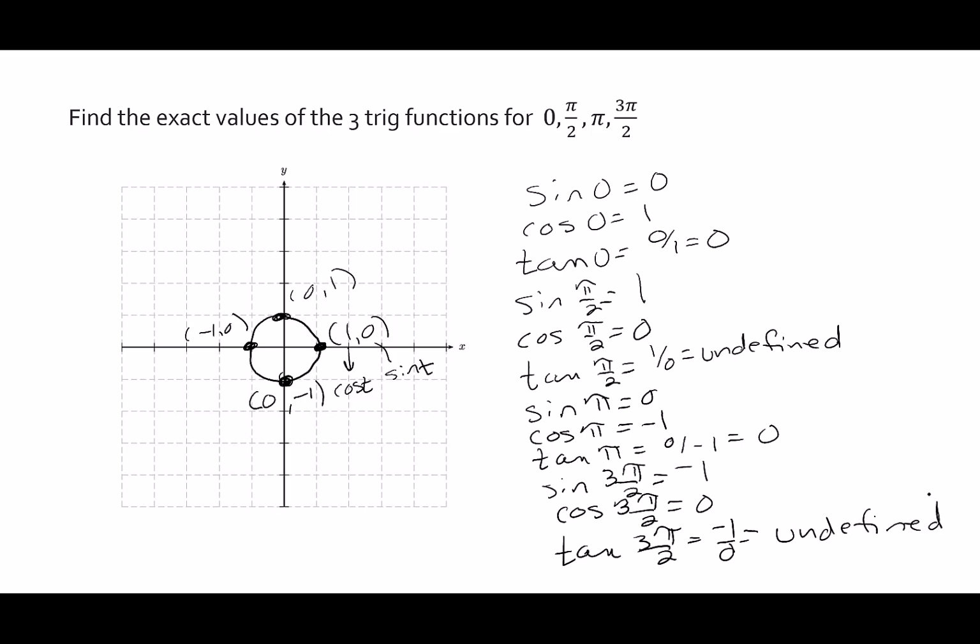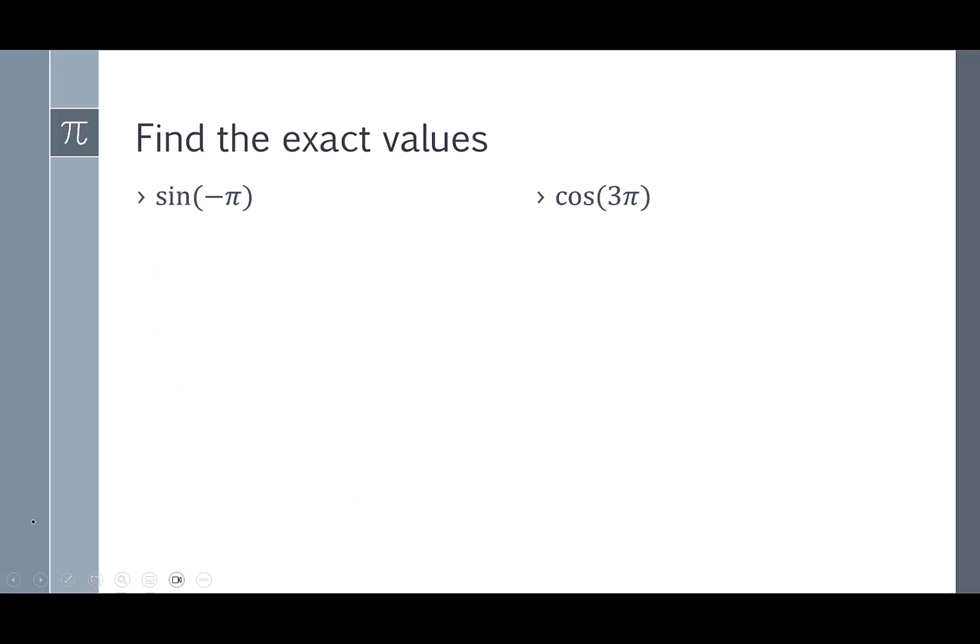What's nice about being able to draw this is you can always come back to the drawing and not have to memorize all of these values. If I'm given sine of negative pi, I can draw a coordinate system. Negative pi says go underneath the x-axis and stop at the point (-1, 0). Sine says look at the y-coordinate, which tells me that sine of negative pi is 0.